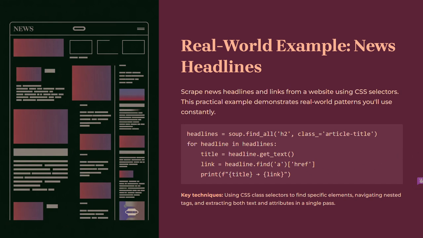This teaches three important real-world techniques. Using CSS class selectors. When websites structure content, they often use class names. Targeting by class is extremely common. Navigating nested tags. Here, the a tag is inside the h2. BS4 handles nested structures easily. And third is extracting tag plus attributes. You often need both the text and the link. This pattern is used in almost every real-world scraper.